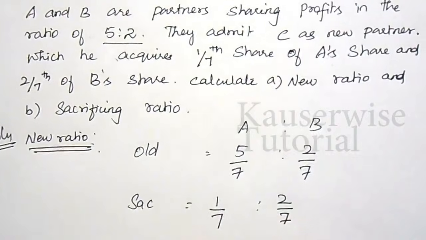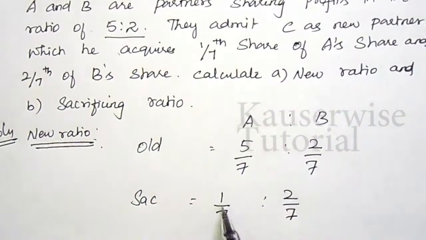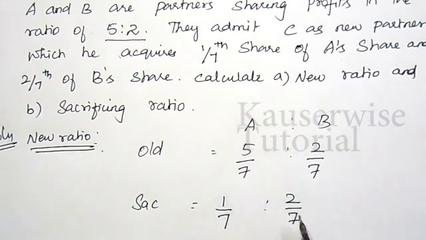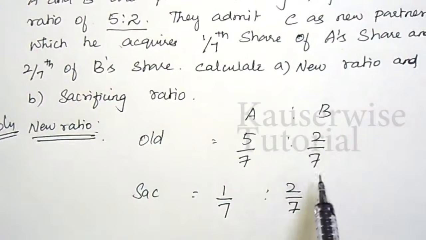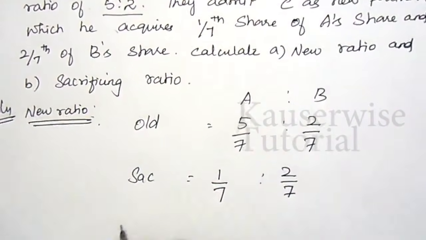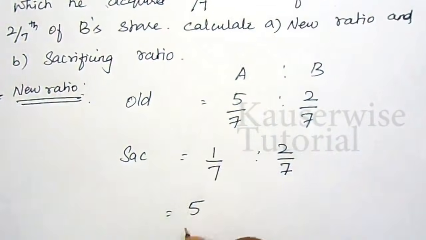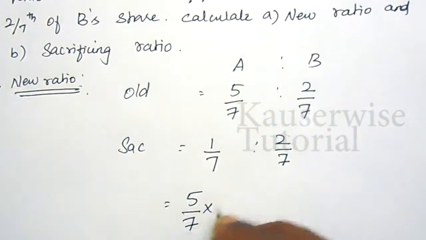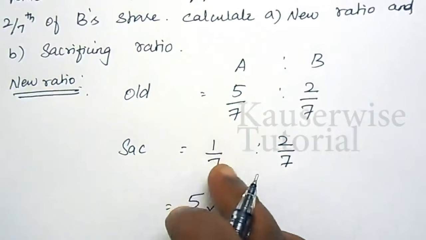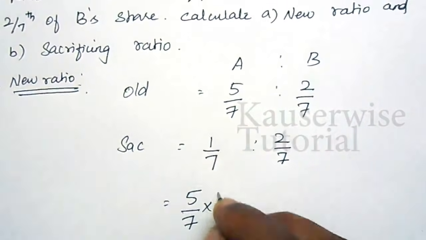So we need to calculate the exact sacrifice. 1/7 of 5 by 7 and 2/7 of 2 by 7 is the sacrifice. So calculate sacrifice. Old ratio is 5 by 7. So for 5 by 7, how much is sacrifice? 1 by 7th of 5 by 7.